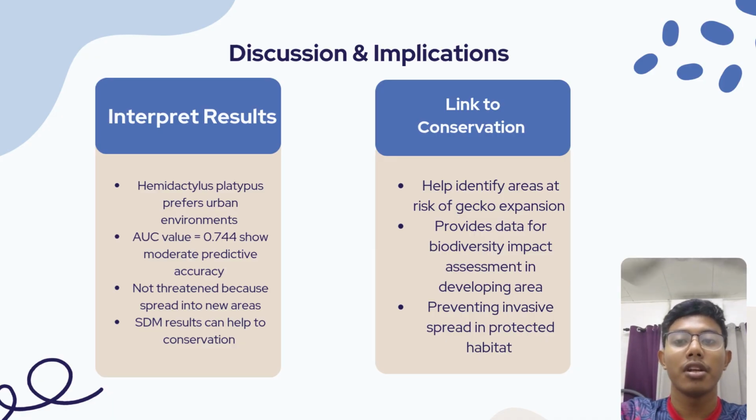This result is very important for our conservation because it can help the species, and we can know the species is not threatened because it can spread into a new area. The third is the SDM result can be used to monitor our species expansion and it can guide biodiversity conservation, and we can make the urban planning for the developing area.